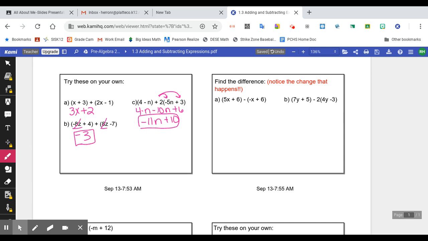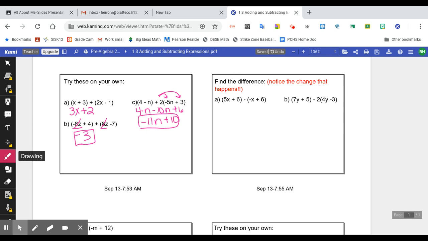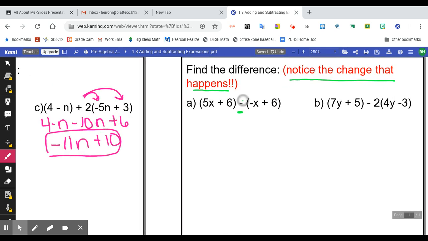Okay, so the big difference happens when we move into subtracting. Okay, notice the change that happens. All right, and here is what it is. If you have a negative sign that's in between those two parentheses, remember that that is like saying there is a -1 right here. And when we have a -1 on the outside of the parentheses, we have to distribute it to the inside. Now, if you remember, multiplying by -1 basically means that everything on the inside becomes its opposite.